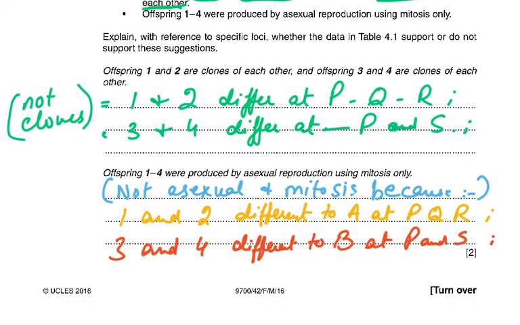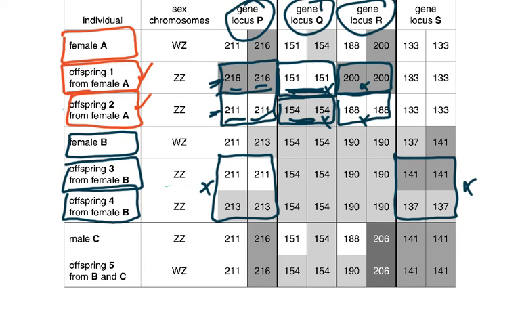The question said offspring 1 and 4 were produced by asexual reproduction using mitosis only. Now that is not so, it was not asexual reproduction and mitosis only. And just saying not asexual and mitosis won't give you any marks. Why? Because 1 and 2 were different to A. Offspring 1 and 2 were the offspring of A. So 1 and 2 were different at loci P, Q, and R when compared with A.